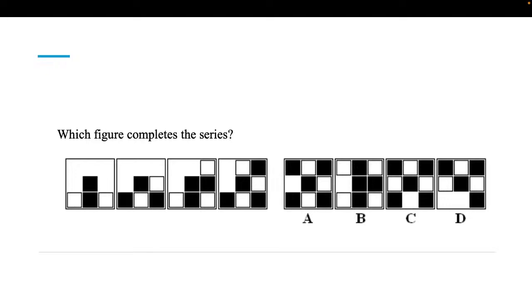Okay, so this one would be A. So we can see that there's a continuation of the pattern. So we have the 4 black squares, and then we have an additional black square coming on this side.